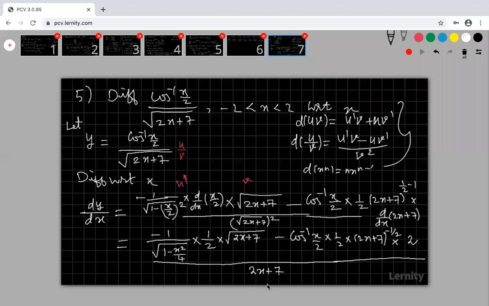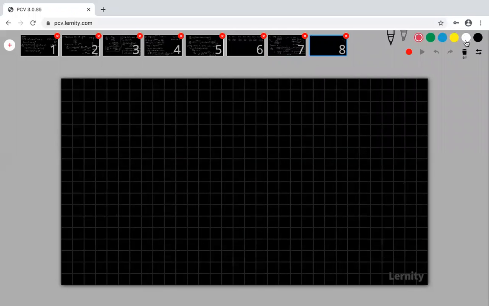Are you okay? Are you clear? Now simplify this. You just cross multiply this. 1 minus x square by 4 can be written as 4 minus x square by 4. Similarly, I can cancel this. So then simplify, what is the answer we are getting? So therefore, we are getting equal to minus 1 by root over 4 minus x square divided by 4. This is divided by 2.